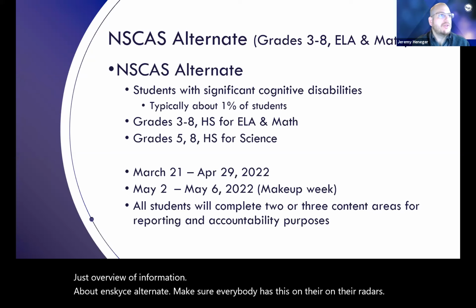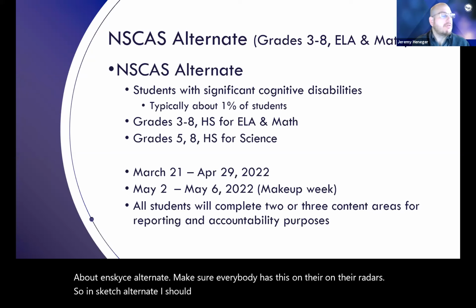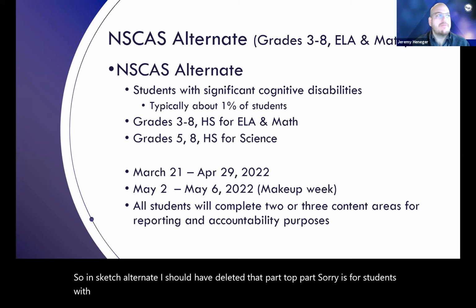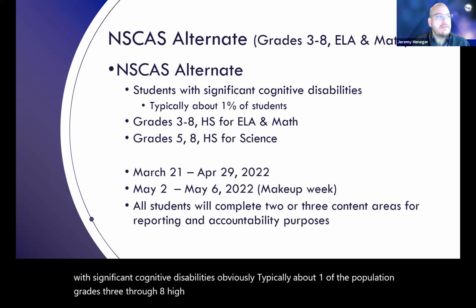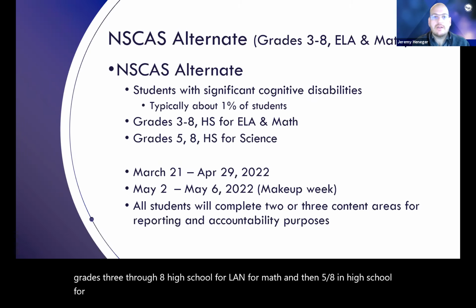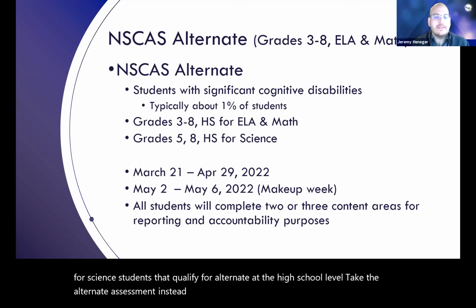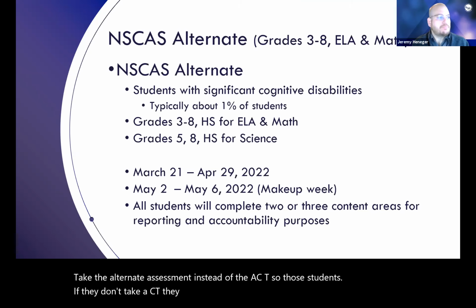So NSCAS alternate, I should have deleted that top part, sorry, is for students with significant cognitive disabilities, obviously, typically about 1% of the population. Grades 3 through 8, high school for ELA and for math, and then 5, 8, and high school for science. Students that qualify for alternate at the high school level take the alternate assessment instead of the ACT. So if they don't take ACT, they take NSCAS alternate.